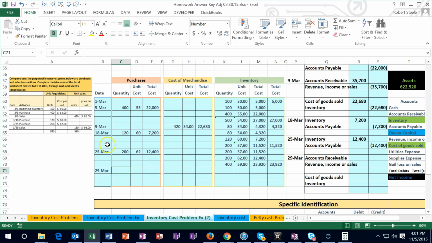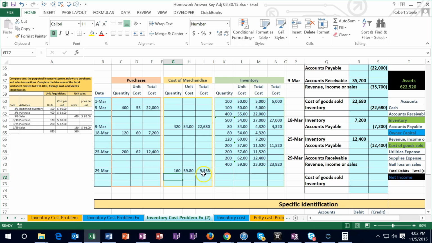So we will be using that 95 when we record the journal entry, not when we record the cost of the goods sold. So we're going to go over here to the cost of goods sold, and we're going to say that we sold 160 units. Tab. How much did they cost? About $59.80 on average. And then we're going to say this equals the 160 times the $59.80.